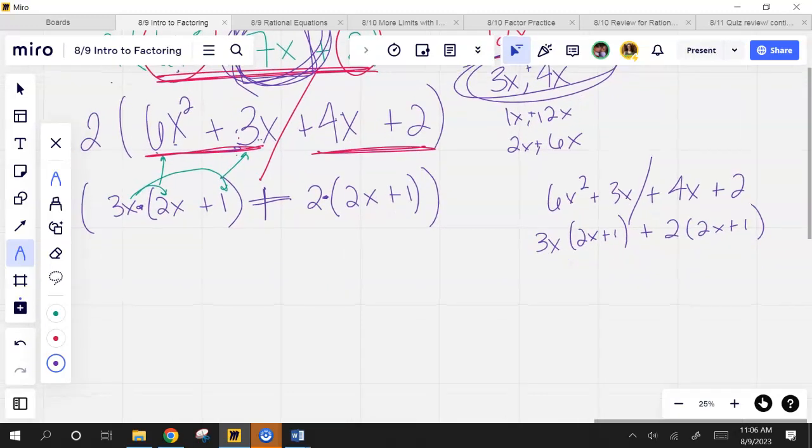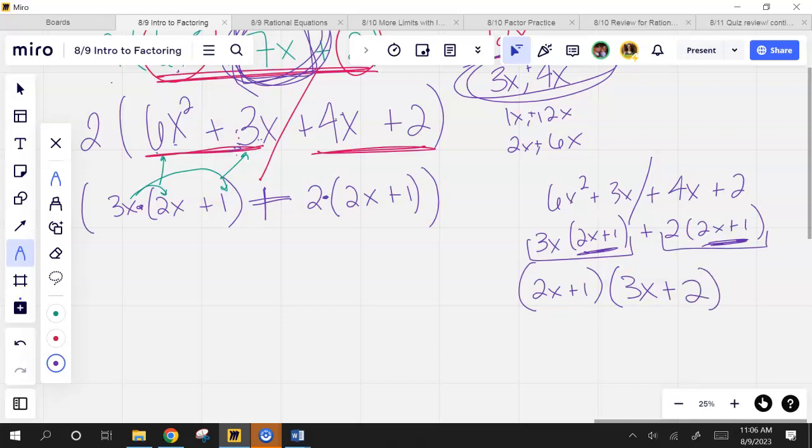So let me come back up. Let me do this one without the 2 in front because the 2 seems to throw you off. This is exactly the same, so I'm going to take it out, and I'm just going to put it in the front. If I take it away from here, what's left? 3x. Plus, if I take it away from here, what's left? 2. Now it's factored.